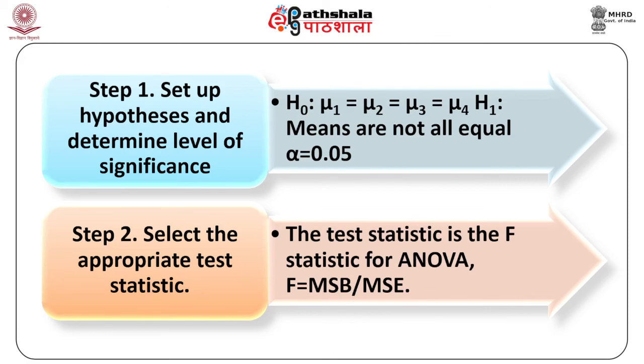Step 1. Set up hypothesis and determine level of significance. We have null hypothesis as mu1 equals mu2 equals mu3 equals mu4, and alternate hypothesis as means are not all equal, and alpha equals 0.05. Step 2. Select the appropriate test statistic. The test statistic is the F statistic for ANOVA. F equals MSB divided by MSE.